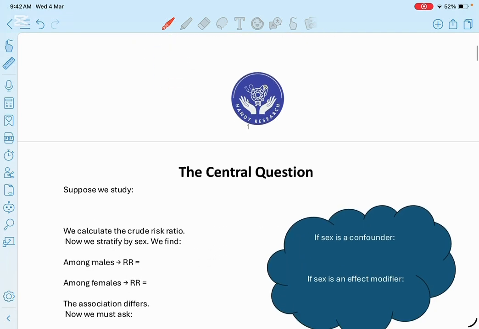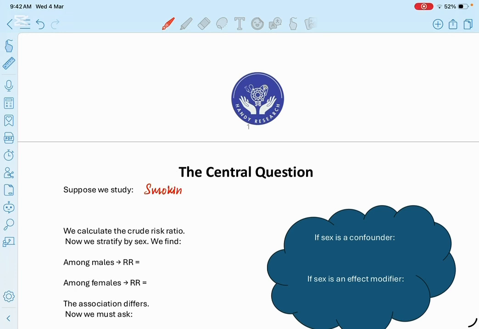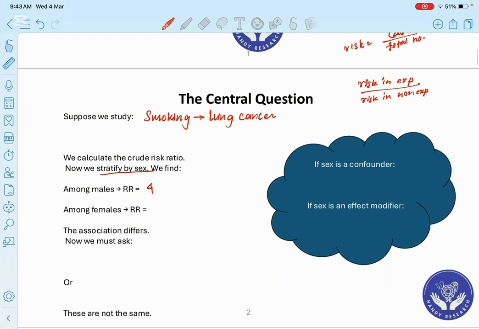So the central question. Suppose we study smoking and lung cancer. The famous example always. Smoking leads to lung cancer. For that, we calculate the crude risk ratio. And now we stratify by sex. Now we find among male the risk ratio is equal to 4. If you do not know about risk ratio, it is risk in exposed to risk in non-exposed. Risk is always cases by total number, that is the risk. Now among male the risk ratio is equal to 4 and among female the risk ratio is equal to 2.